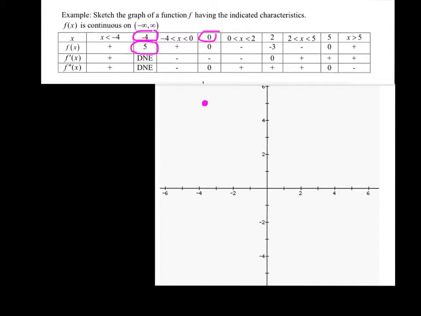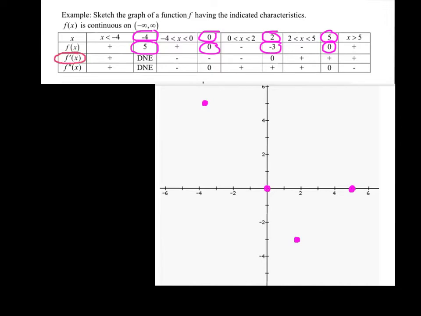When x is 0, the y value is 0. When x is 2, the y value is negative 3. And when x is 5, the y value is 0. Okay, those are the only points I know for sure. The other ones are just going to be kind of estimates, but those points have to be plotted for sure. Now, let's talk about what f prime talks about.